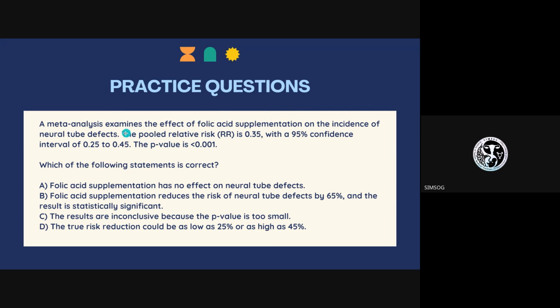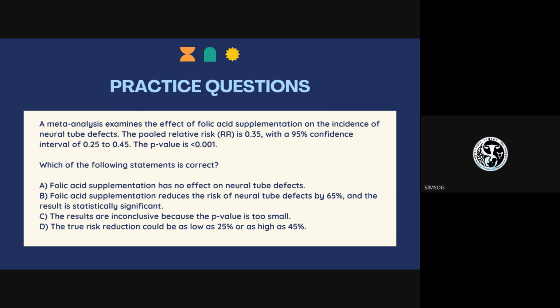Firstly, we'll see whether the p-value is less than 0.005. It is less than 0.001, which means it is significant. So one thing we found out, it is significant. Secondly, what is the pooled relative risk? Okay, so the relative risk is 0.35.